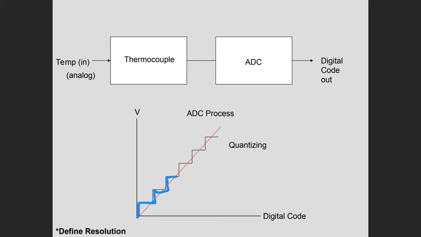What I'm showing you is that we're actually taking samples at certain points along this linear transfer function. And so you're taking a sample right here, right there, right there, right there, and you're taking these samples. And then each sample relates two things. It relates a certain voltage level to a digital code.